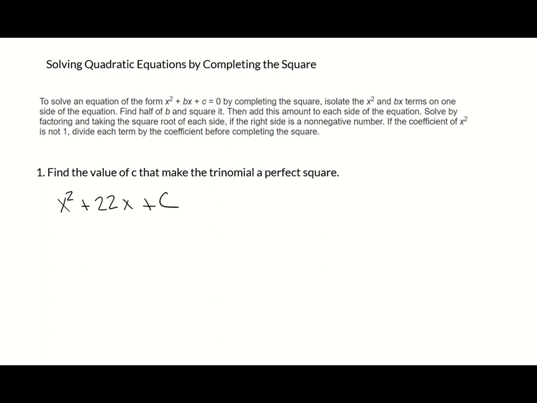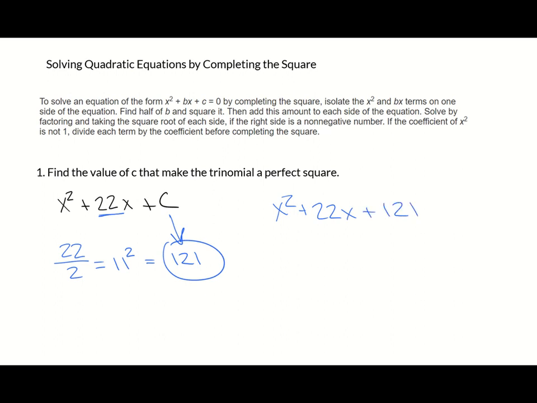All you have to do is take your linear term, divide it by 2, and then square what you get, and that is what c will equal. That's it. So we could write it x squared plus 22x plus 121, and what that means is I could make this x plus 11 squared. So that's where that perfect square comes in, but your answer, all you have to do is find c right here.